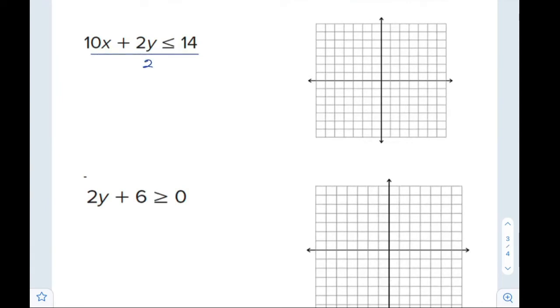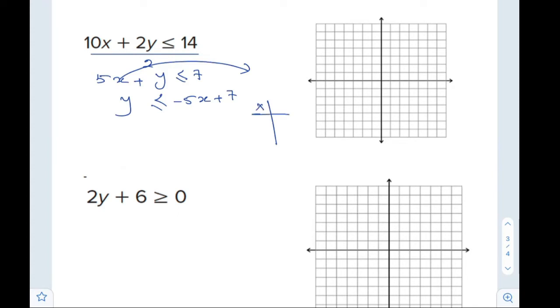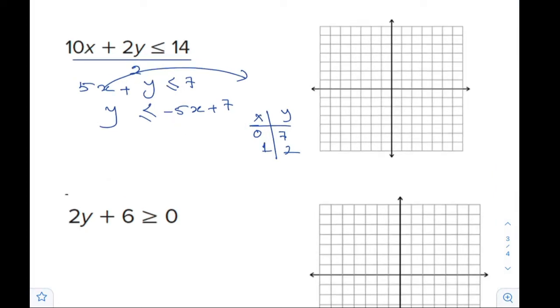Now for this exercise, same thing. I try to simplify. I can write it in a better way. And I can generate my table. When x is 0, 0 plus 7, 7. When x is 1, minus 5 plus 7, which is 2. So we have 0, 7. One, 2. And now our line is a solid line.